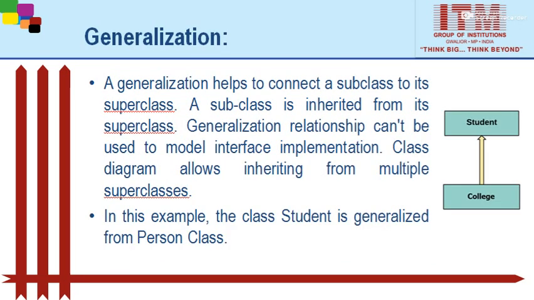Now, second is generalization. Generalization means a subclass is inherited from its superclass. Generalization relationships help to connect a subclass to its superclass. It means from the end part to its root part. Okay, from the bottom to the top, from the branches to the top part of a tree. So, in this example, the class student is generalized from the person class.